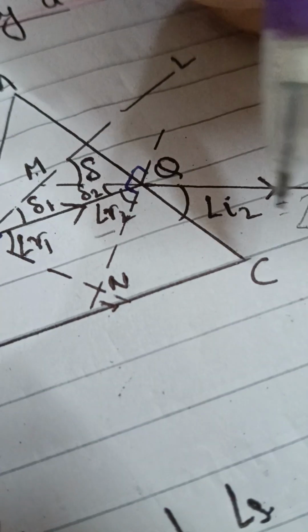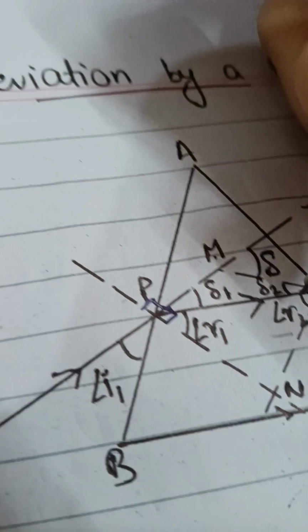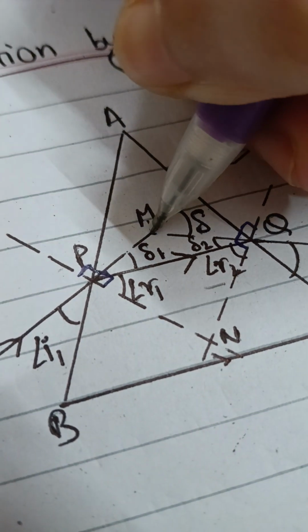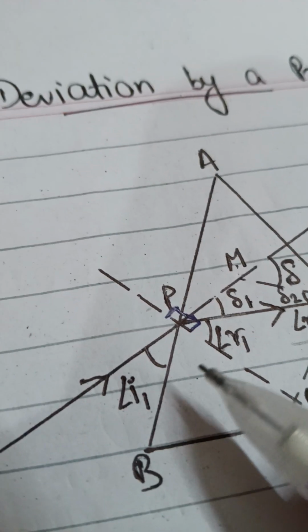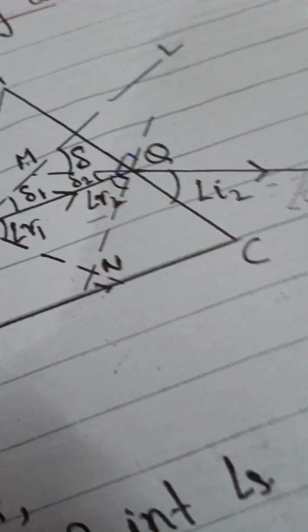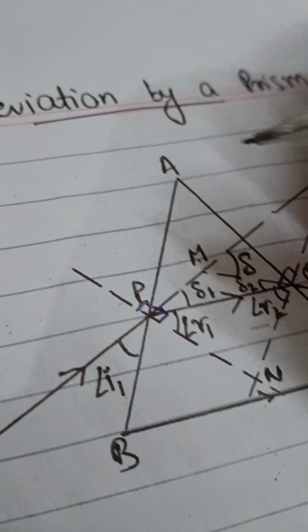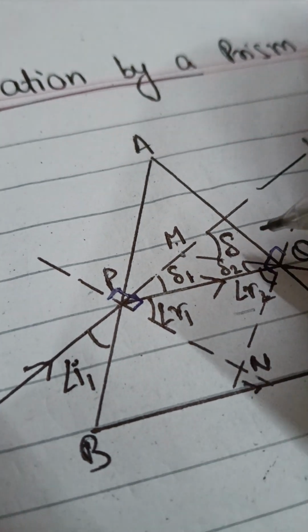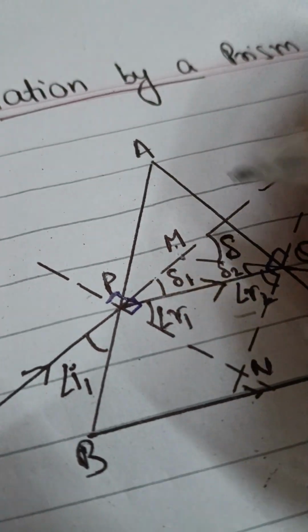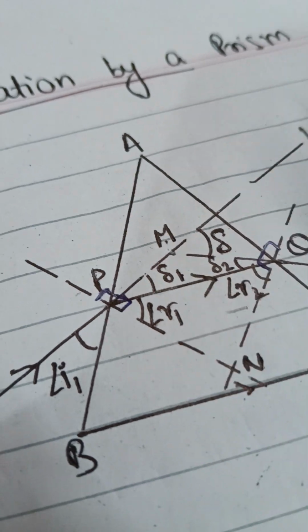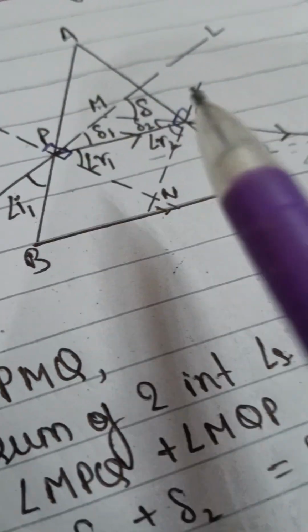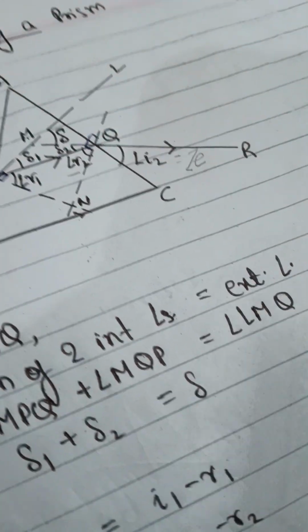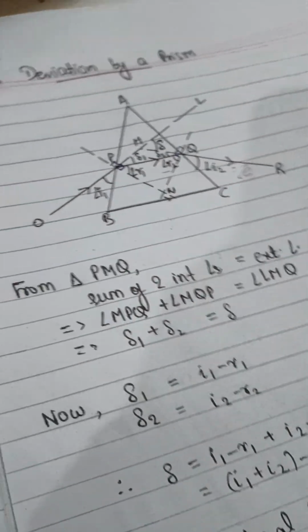So it comes out. Now we trace it back. This emergent ray, we trace it back, and it meets at this point with the traced-back incident ray. So we trace back both the emergent and the incident rays, and they meet at a point which I have named M here. I think even in the book it's named M. And this is the angle of deviation. That is the angle by which the incident ray has deviated to come out as the emergent ray.